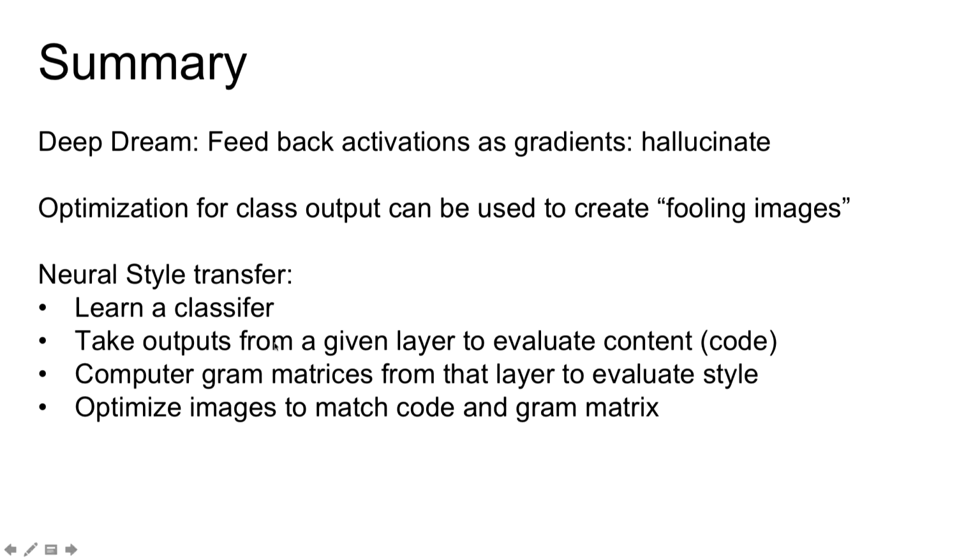But finally, we did talk about neural style transfer, which is learning a classifier, taking outputs from a network to generate a content code that you want to match, but also looking at the second-order statistics between different features in that layer to compute style, and then generating a synthetic image that matches the content and also the style.